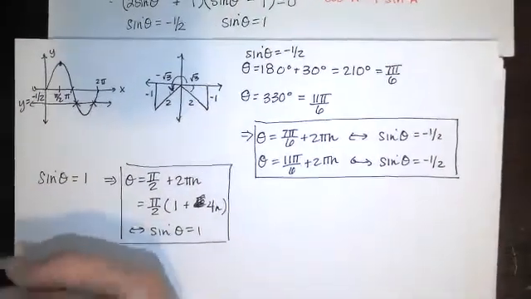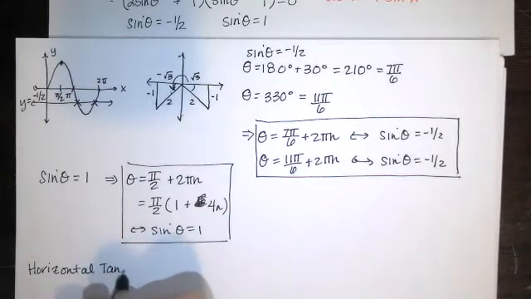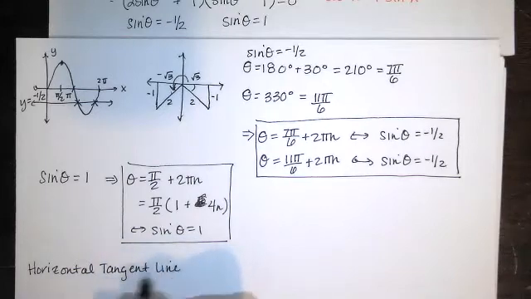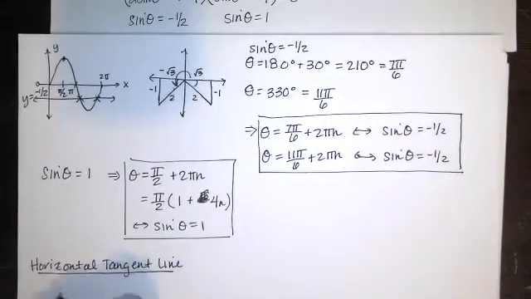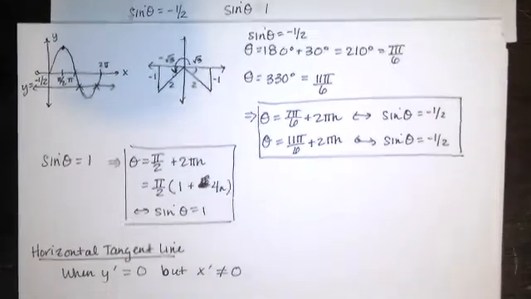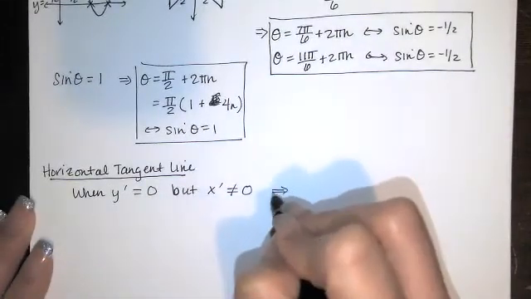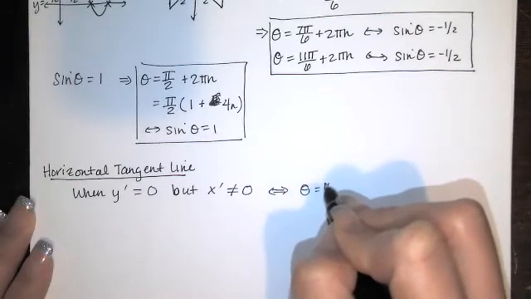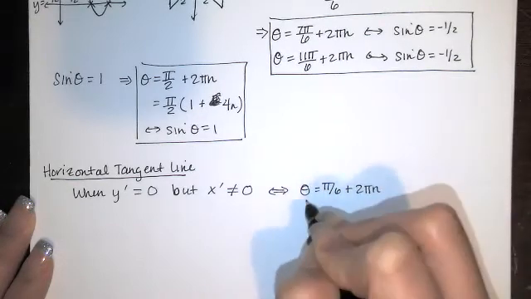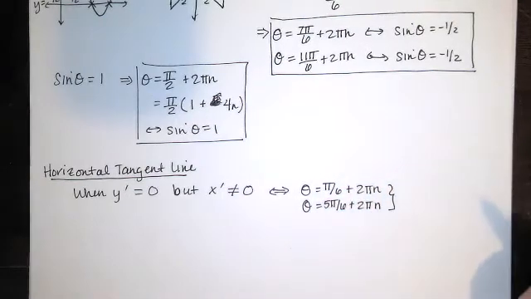Okay, so if someone asks you for horizontal tangent lines, where are those points of tangency? That's when y prime is 0, but x prime is not 0. Well, we know that y prime is 0 and x prime is not 0 when theta equals pi over 6 plus 2 pi n, or theta equals 5 pi over 6 plus 2 pi n. In both of those cases, that corresponded to a sine of 1/2.